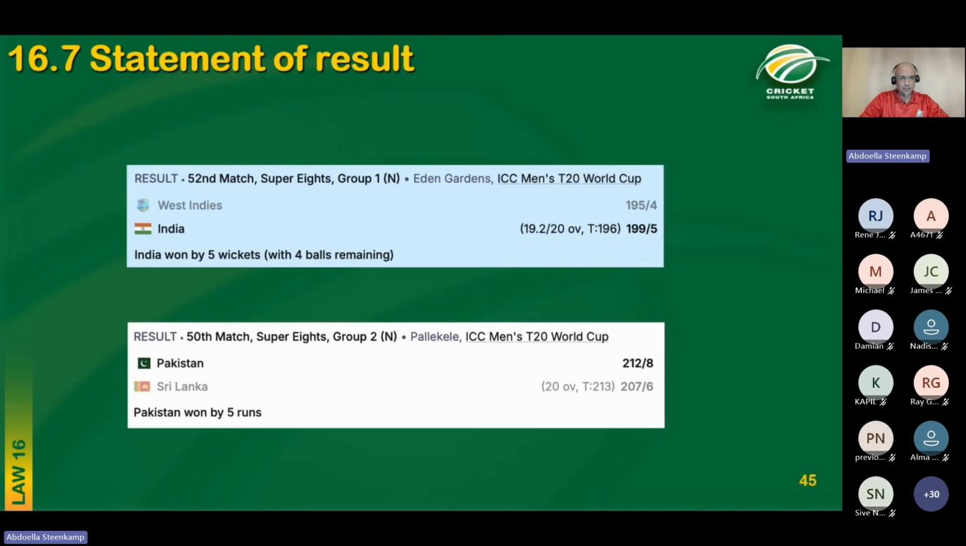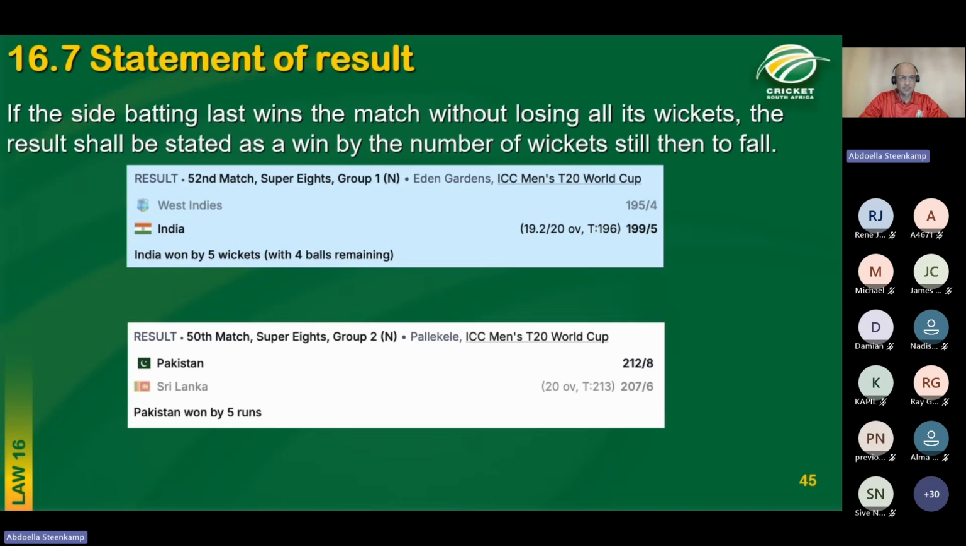When it comes to the result, I'm only going to focus on one subsection here, and that subsection is the statement of results. So how would you state a result after the game has ended? When the side that batted last wins the match, they score the winning runs and didn't lose all their wickets, the result will be stated as a win by a number of wickets still to fall. If you look at the example, West Indies versus India, West Indies scored 195 and India chased it down and got to 199 for the loss of 5 wickets.